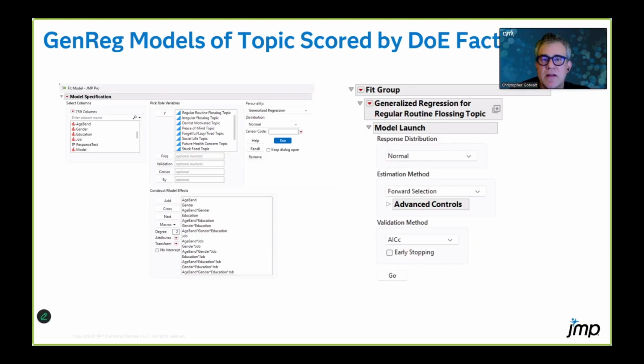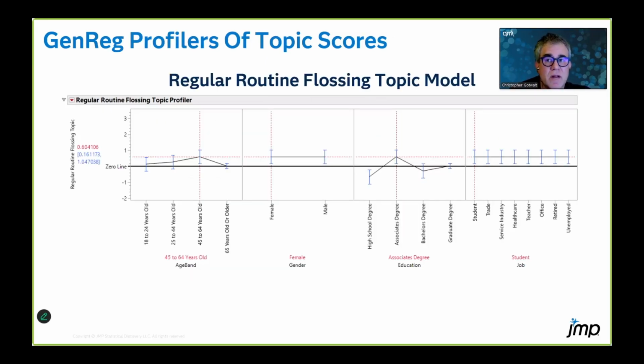Now I'm going to model the topic scores using GenReg with forward selection applied to a full factorial model to see how the demographic factors affect the topic scores. Here's a profiler from the resulting model for regular routine flossers. The 0 line separates a positive topic score from a negative one. The factor settings for each of these plots maximize the predicted score. In this case, there is no relationship between gender and job with the routine flossing topic.